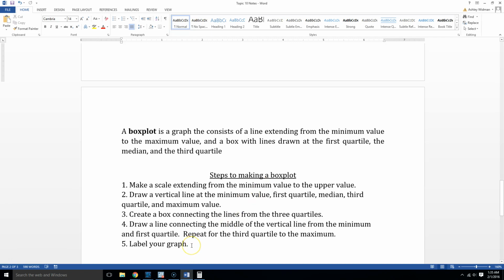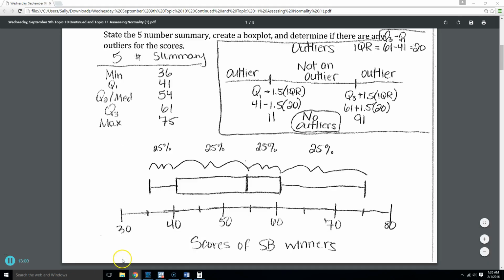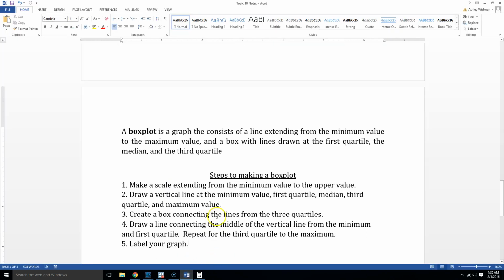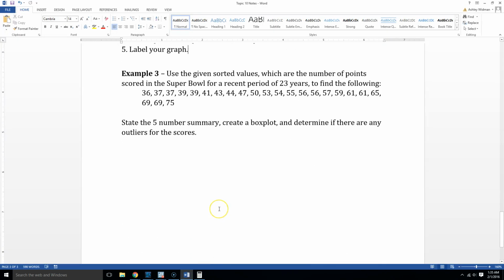These are the steps that I'm going to cover when I discuss the first box plot that we're going to make. So this is here for you if you want to use this in the future as we make more box plots, or now if you want to follow along. Okay. So use the given sorted values.